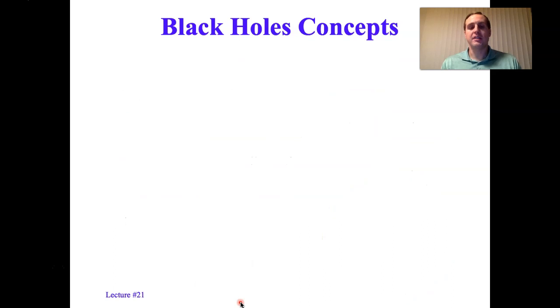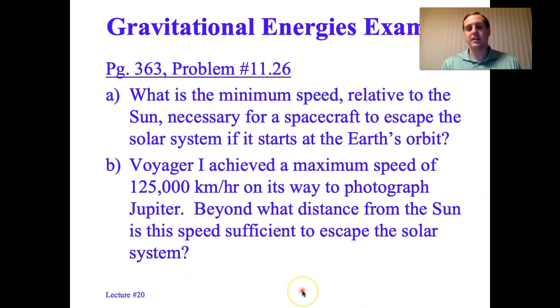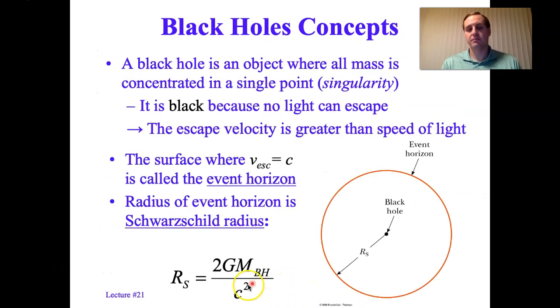By the way, notice that it's not too different than this equation right here. If you square both sides and set the escape velocity to c, the speed of light, you can solve for that radius, and it's just the Schwarzschild radius. Okay, so that's kind of where it comes from.